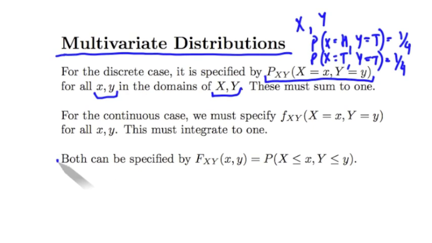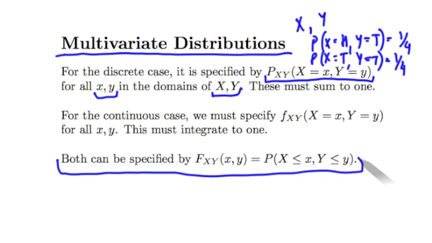You can also specify it by specifying the CDF. Remember, the CDF always works, and so instead of specifying these explicit values, you can specify the function capital F_XY of x comma y, which is exactly the multivariate version of the CDF. It's the probability of X less than or equal to little x and Y less than or equal to little y.